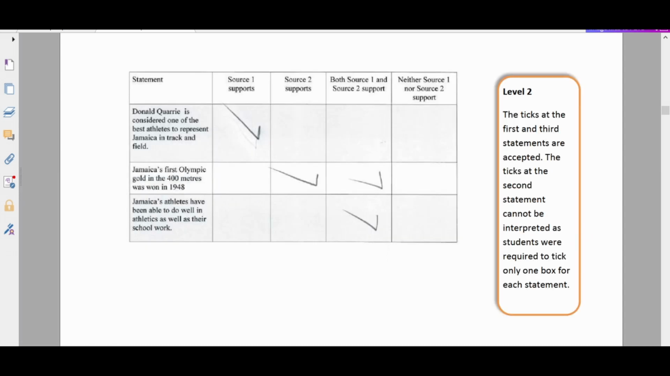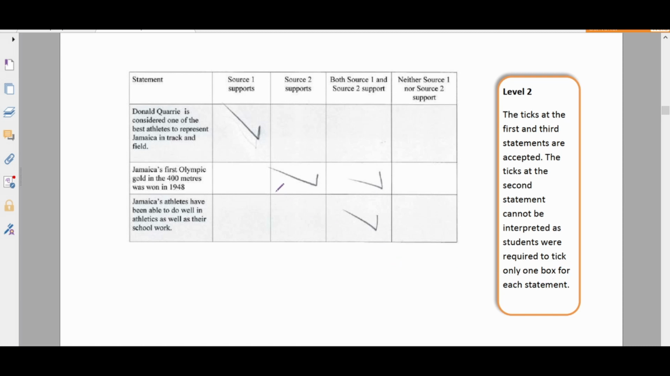Let's look at something the examiners point out here. Here we have a student's sample response, and it says here that the ticks at the first and third statement are accepted. So this is the first and this is the third statement. Those are accepted. The tick at the second statement cannot be interpreted. So here you have one tick here, one tick here. Interpreted, as students were required to tick only one box for each statement.